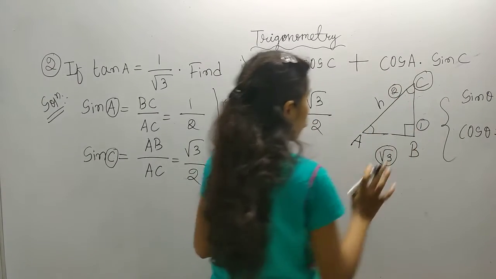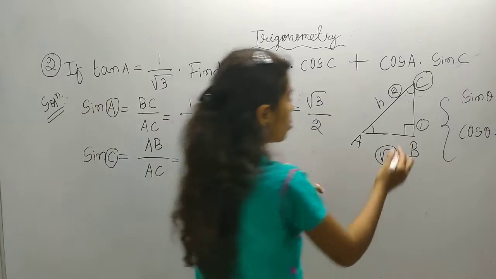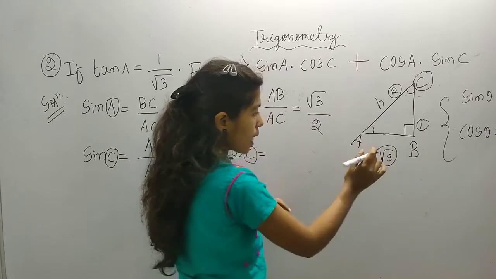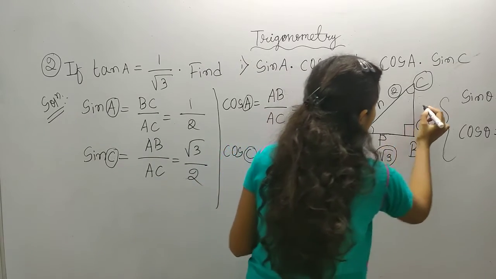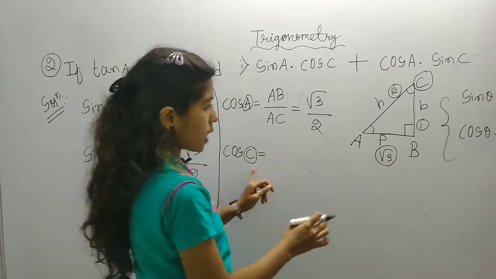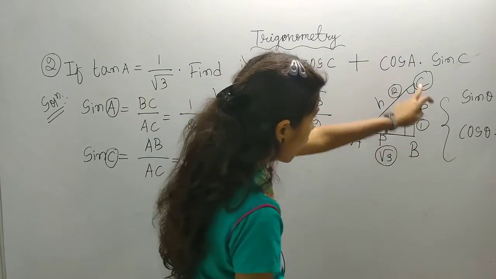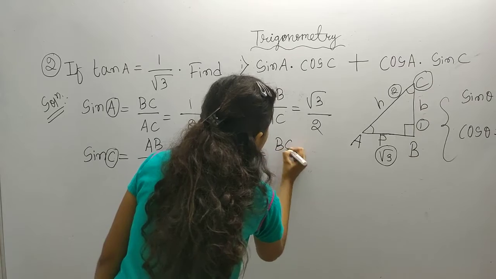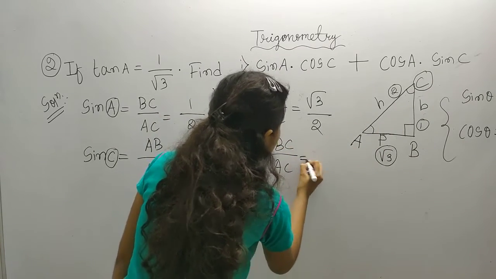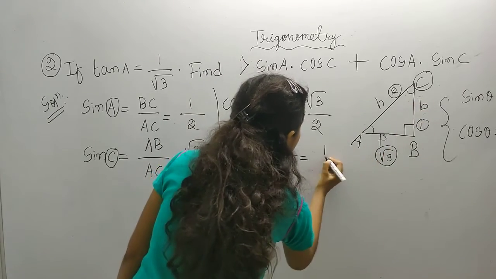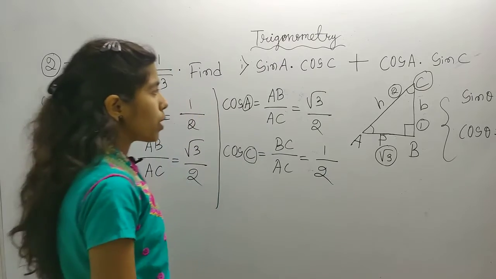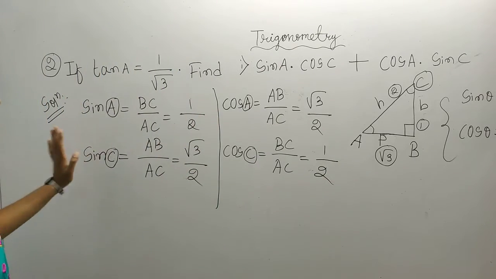So here our main focus is angle C. The side opposite to angle C is AB. So this is the perpendicular and this is the base. So cos C is base over hypotenuse. Which is the base now? BC. BC by hypotenuse, which is AC. So what is BC? 1, by AC which is 2. So 1 by 2.